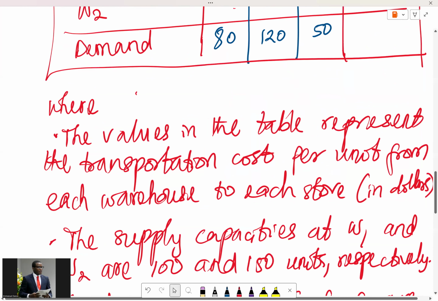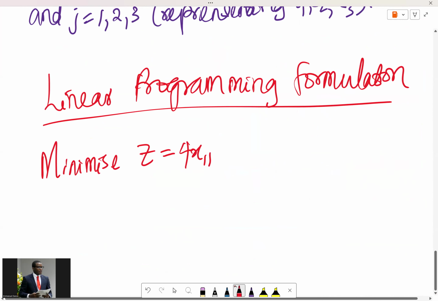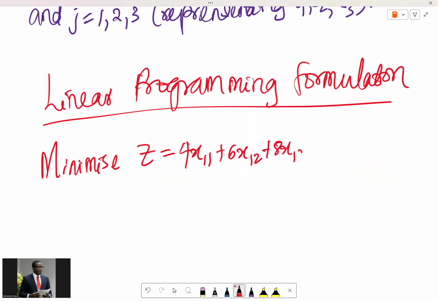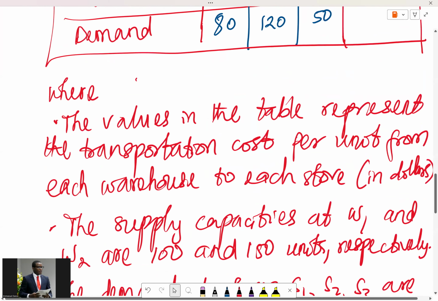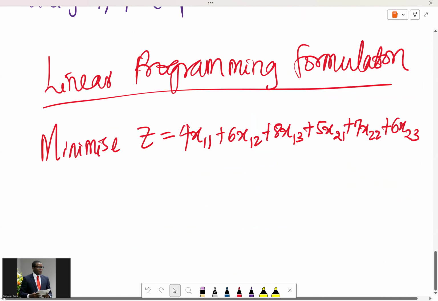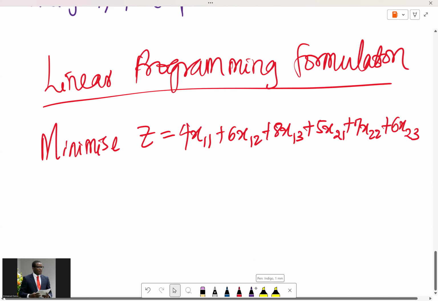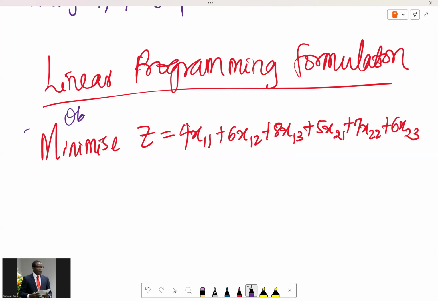So minimize 4x11 plus 6x12 plus 8x13 plus 5x21 plus 7x22 plus 6x23. That's basically what we have coming from the table. So this is our objective function.